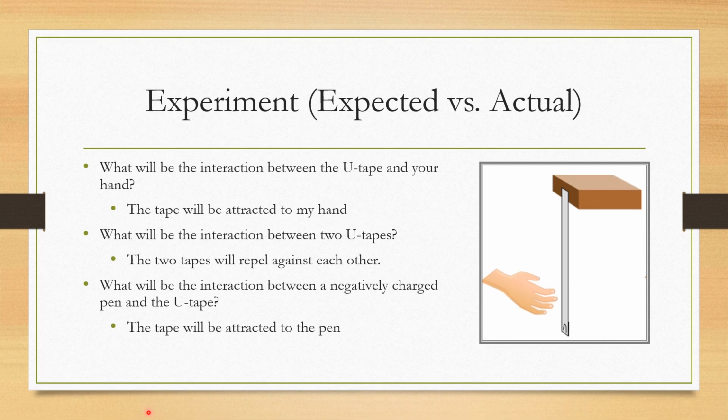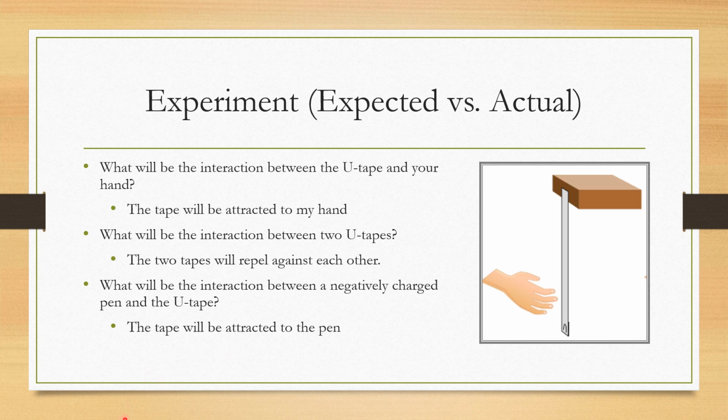So to compare the observations to the actual reality of the experiment, we were asked some questions. For the first question, it says, what will be the interaction between the U-tape and my hand? I guess that the tape will be attracted to my hand, and this was correct. What will be the interaction between the two U-tapes? The two tapes will repel against each other was my hypothesis, and that was correct. And finally, what will be the interaction between a negatively charged pin and the U-tape? The tape will be attracted to the pin, and this was determined to be correct.